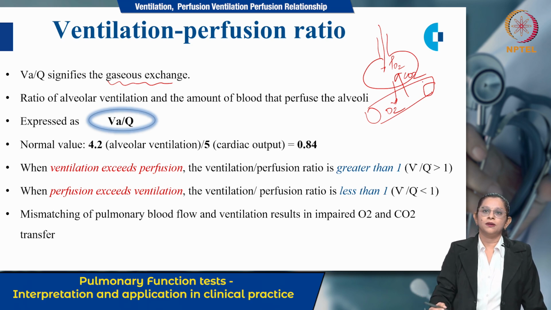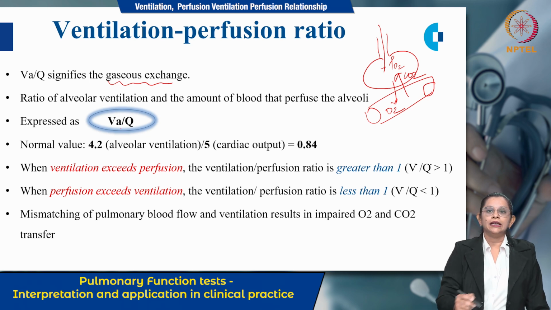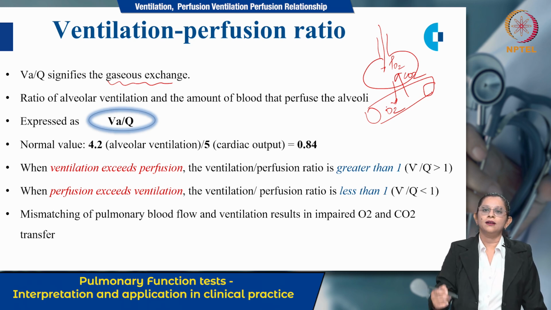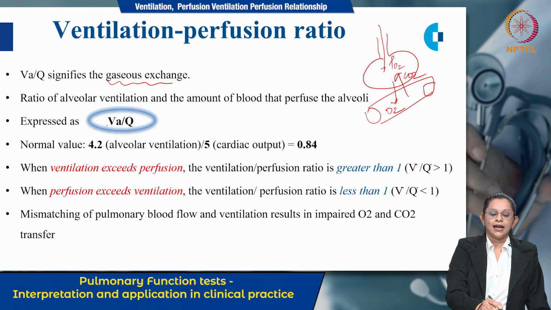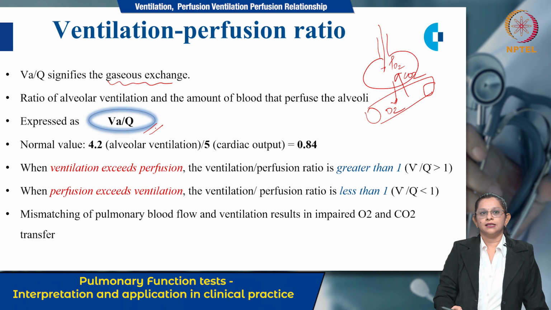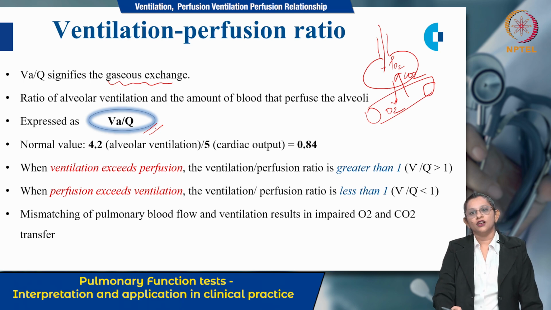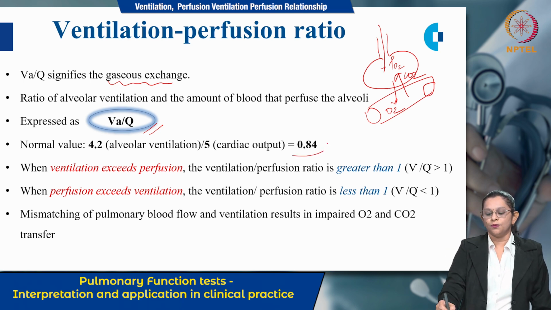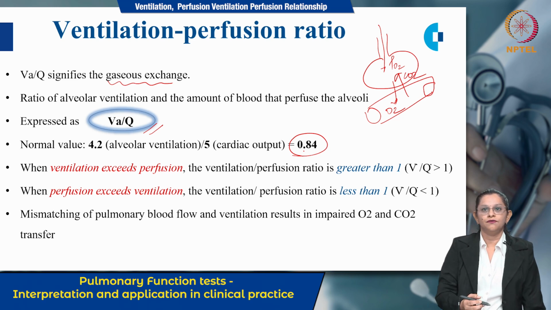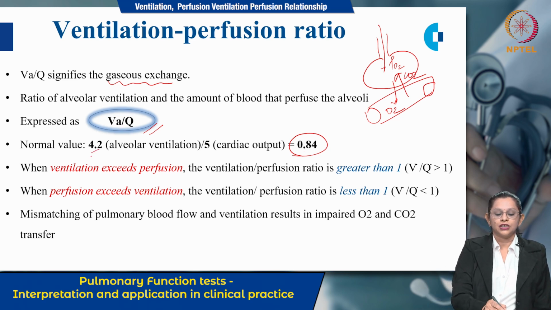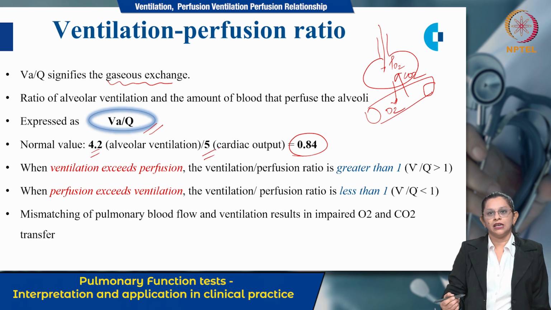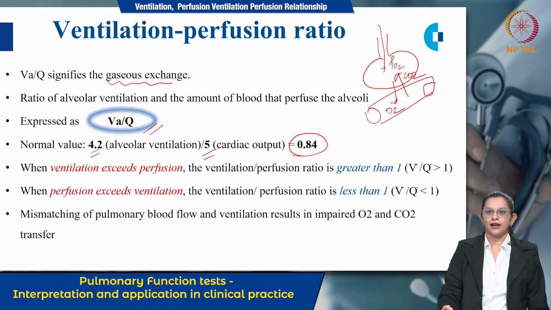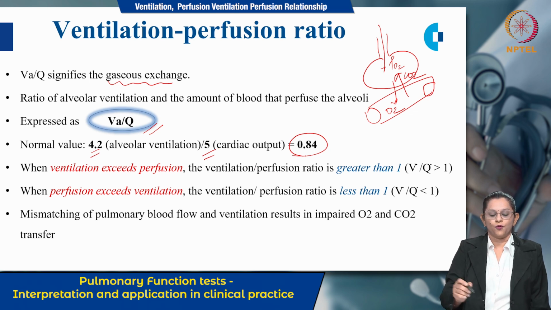For this process to be maintained at an optimum level, we need a normal ventilation and normal perfusion. So, for that, it is expressed as VA by Q. The ratio is represented as VA/Q. And the normal VA/Q ratio is said to be 0.84. So, how is it calculated? We already know the alveolar ventilation is 4.2 and the perfusion is 5, which is equal to the cardiac output of 5 liters. So, the normal VA/Q ratio is 0.84.